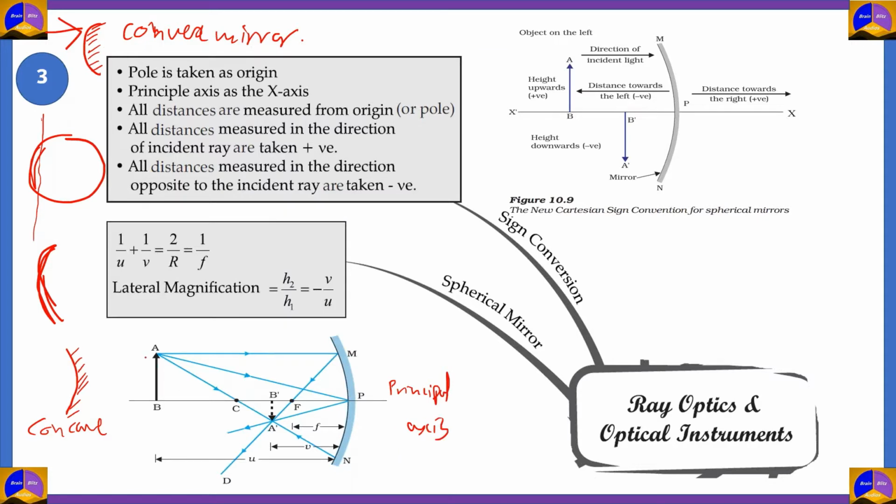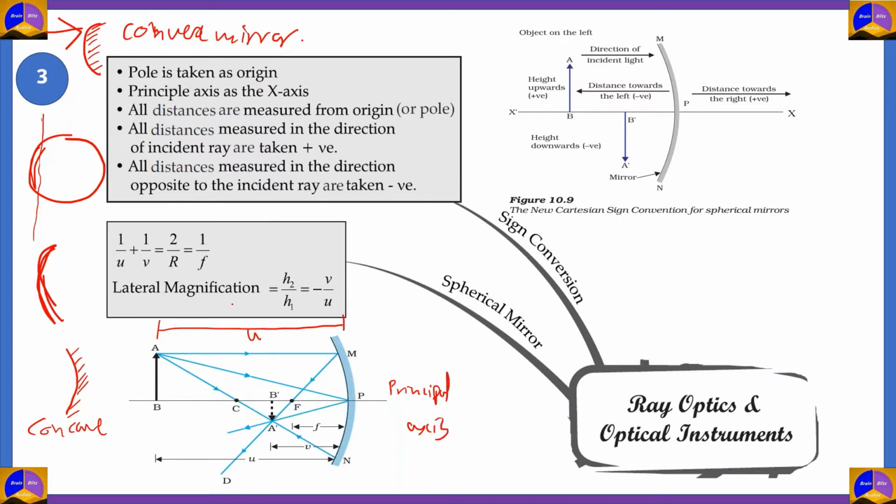Now, if you have an object placed somewhere and you need to find its distance with respect to the mirror, you measure it with respect to the pole, and this is called the object distance, or u. If you have an image and you find out the distance between the pole and the image, you call that the image distance.